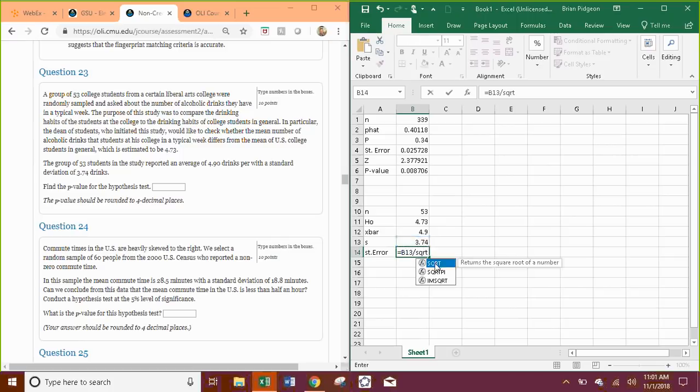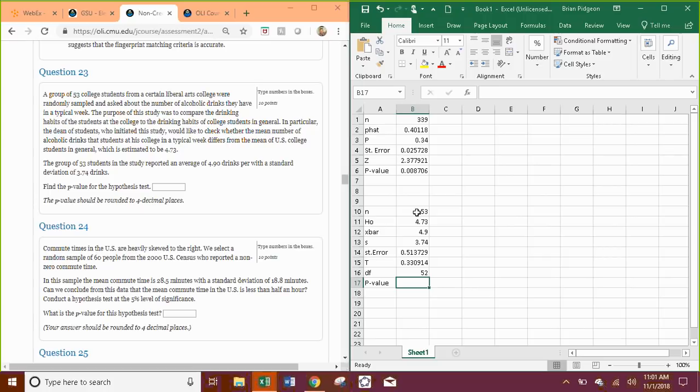So we need to calculate the standard error, and we calculate that as s divided by the square root of n. And then we calculate our z-score. Actually, it's not a z-score, it's a t-score, because we're not given the population standard deviation. So t is equal to x bar minus the null hypothesis divided by the standard error. Now, all we need left is the degrees of freedom. The degrees of freedom is n minus 1. And then a p-value.